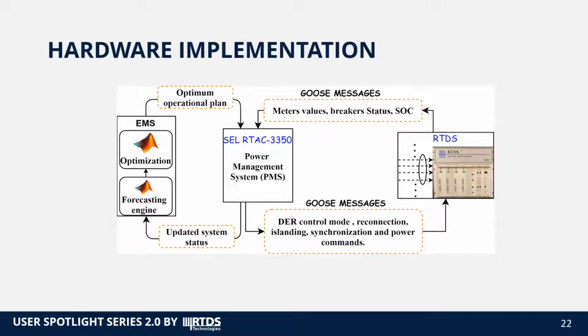For the hardware implementation, we have a desktop running MATLAB representing the energy management system. It has a forecasting engine and optimization framework to provide the power management system with the optimal operational plan. The power management system is implemented on a real-time automation controller, the CHIL RTAC 3350, and interfaced with the real-time digital simulator, RTDS, through the GOOSE protocol to exchange GOOSE messages. The RTDS has the microgrid test system and the primary control of the microgrid.